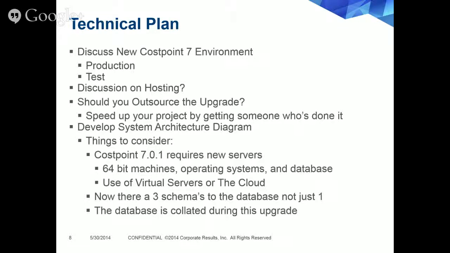So some things to consider for the actual system architecture. Costpoint 7 requires new servers. There are 64-bit machines, operating systems, and the database, and the use of virtual servers or the cloud. And within Costpoint 7 now there's a 3-schema database instead of just 1, and the database is collated during this upgrade.